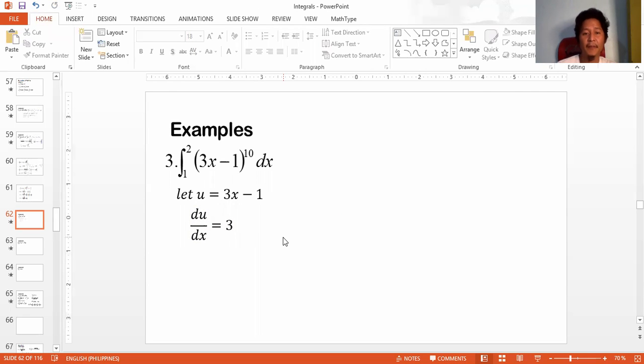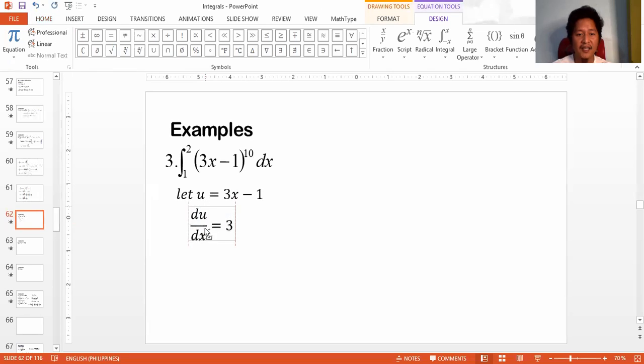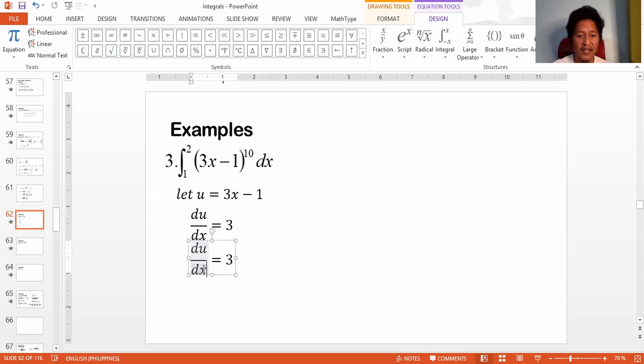Tama? Kasi ang derivative ng 3x ay 3. Ang derivative ng constant na negative 1, 0 lang siya. Nakakasunod? Opo, sir. Yes po, sir. Okay, so saka na lang nating i-transfer itong dx dun sa kabila. Pero ang kailangan kasi pala natin ma-solve si dx. So ilipat natin to. Parang nag-cross multiply ka lang.